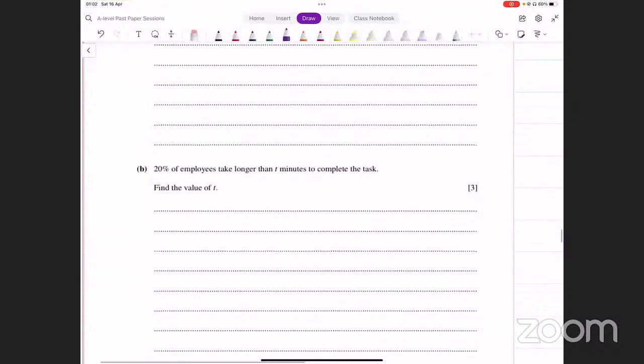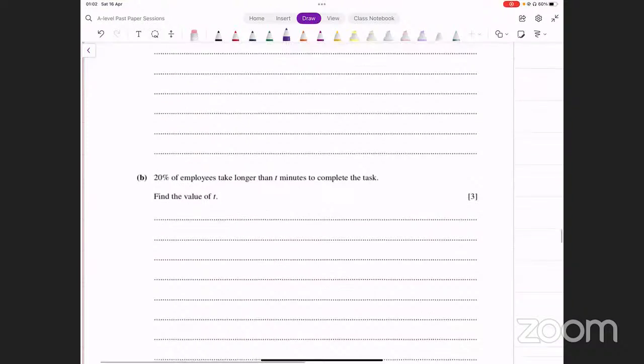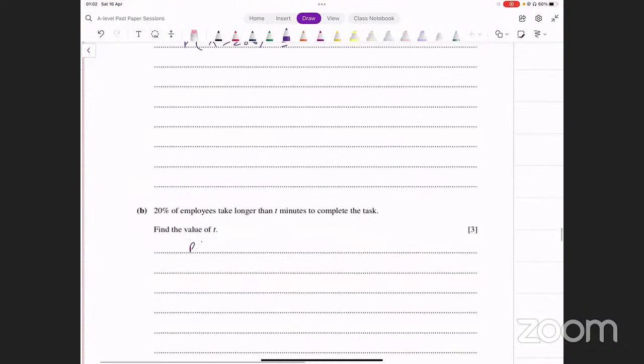Second part, what does it say? 20% of employees take longer than t minutes to complete the task. So you basically have x greater than t equals 0.2.